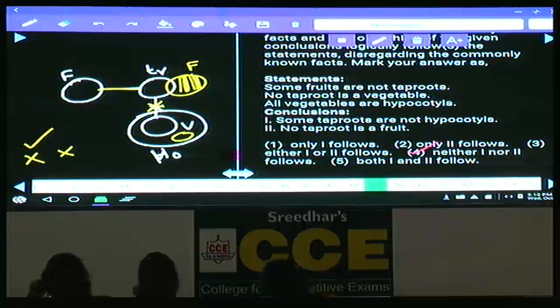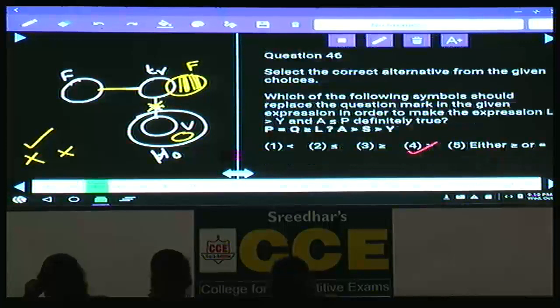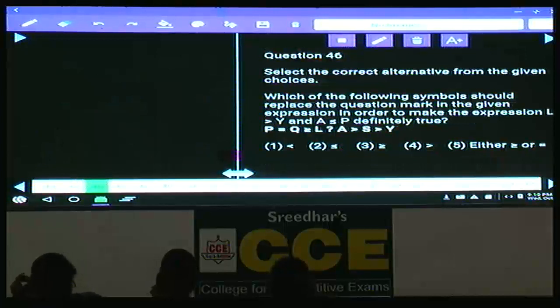Then 46 to 50. Question numbers 46 to 50. L greater than Y.